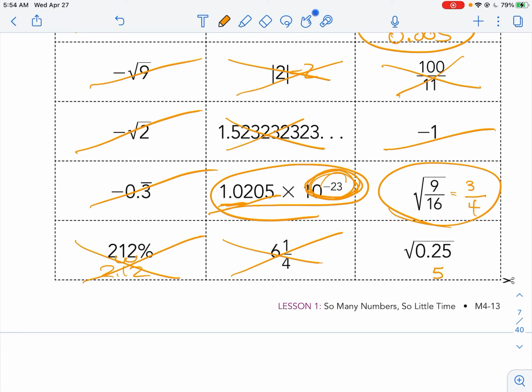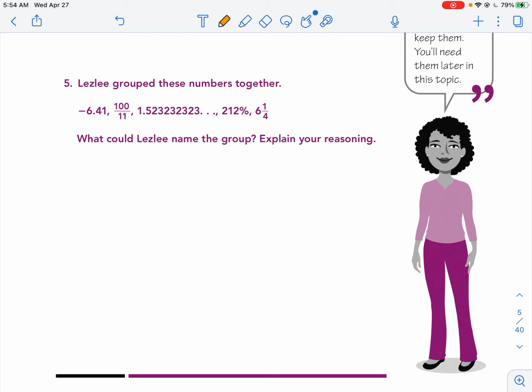Okay. Then Leslie grouped these numbers together. What could she name this group? Well, we already did this one as 0. Oh, sorry. No, it's not 0 point anything. It's 9.09 with that repeating. This is 2.12. This is 6.25.